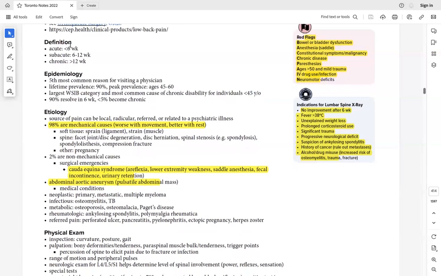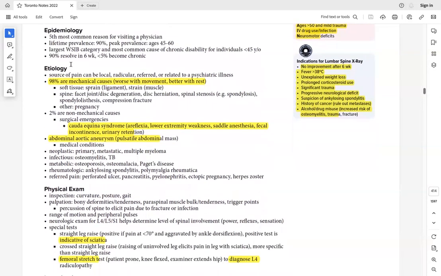Then if it is less than 6 weeks, it is acute. 6 to 12 weeks, subacute, and more than 12 weeks is chronic back pain. And in back pain, if a patient is presenting, we do not do X-ray. We treat it and diagnose it clinically. X-ray is done only in these conditions.